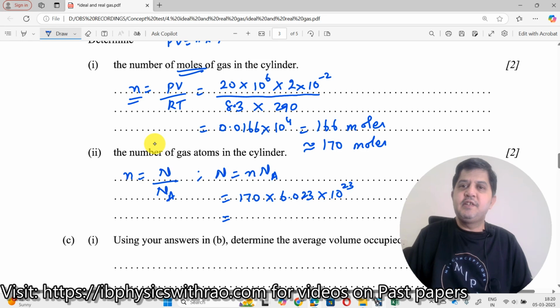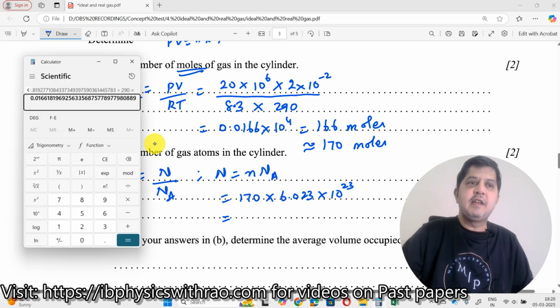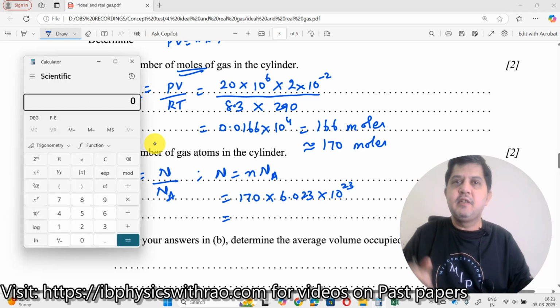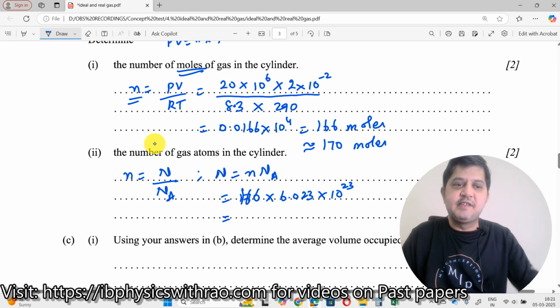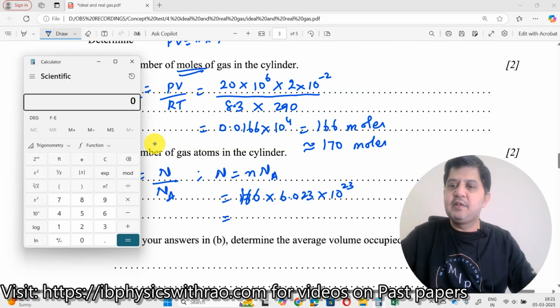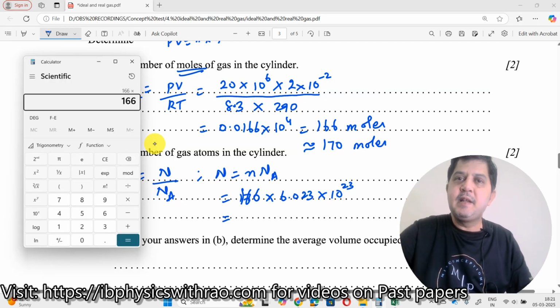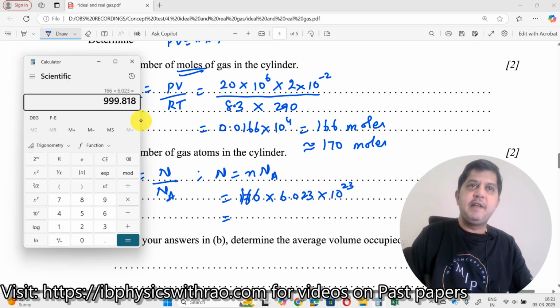So if I do this, how much will this be? I'm sorry, I'll make this 166 because it's approximation. We will use the actual value 166. So I will use 166 multiplied by 6.023. I get the answer as 999.818.